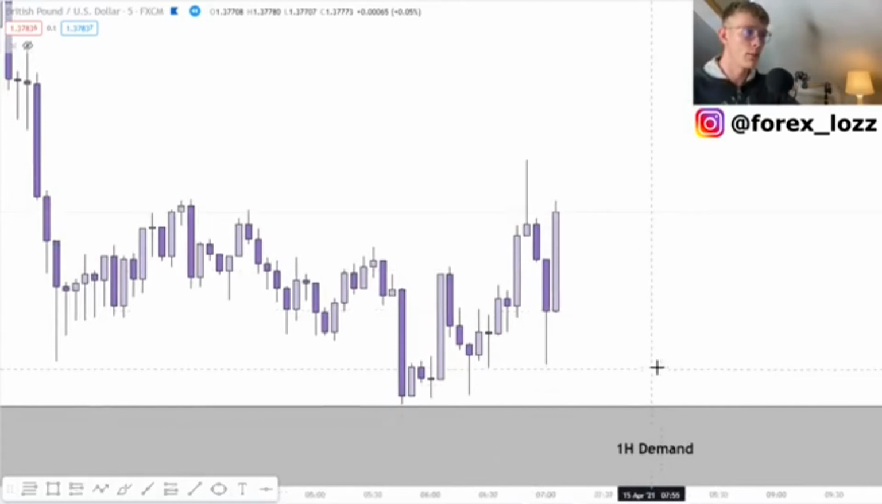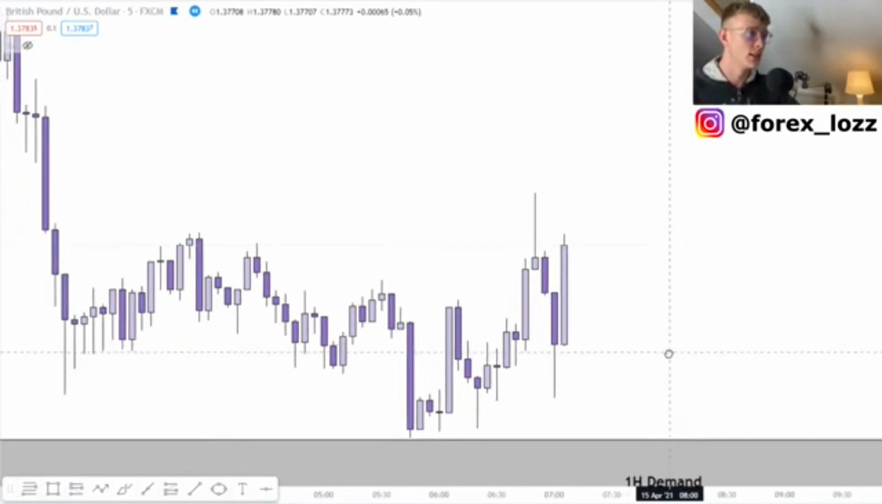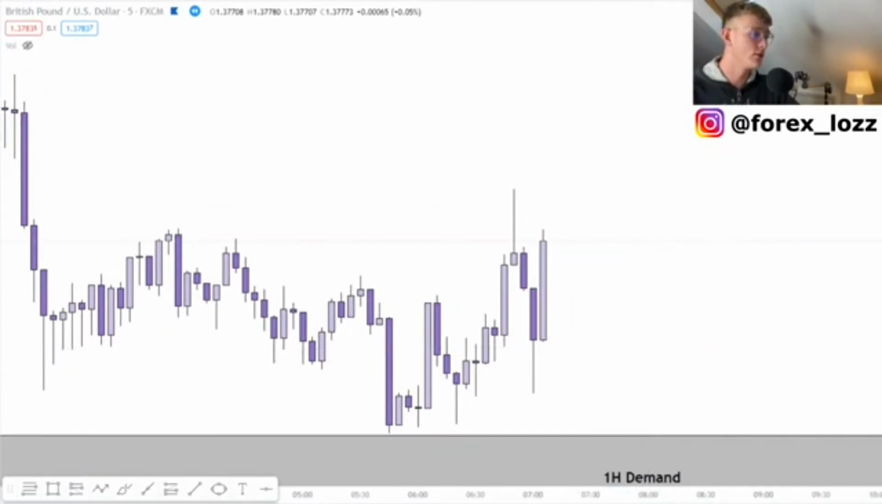We're trading at a 1 hour demand, but we're not just buying as soon as price gets to here. We're waiting for price action to indicate to us that the buyers are actually taking control of the market and that the sentiment is changing. So what we can do is we can simply take the trade, okay?